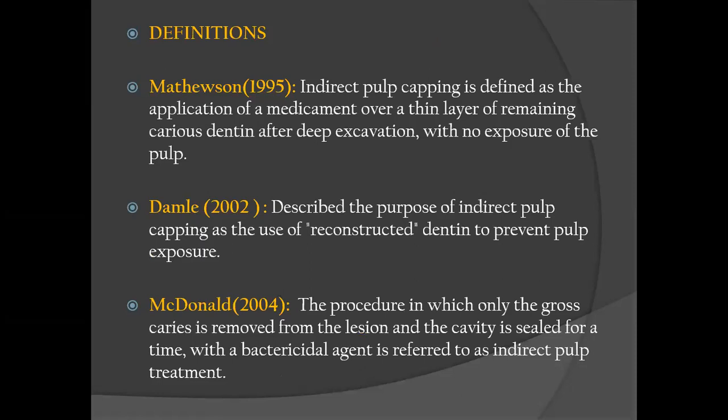Coming to the definition of indirect pulp capping, these are the definitions. Any one definition you should know; I'm not saying you have to mug up all three. Matthewson has defined indirect pulp capping as the application of medicament over a thin layer of remaining caries dentine after deep excavation with no exposure of pulp. There should not be an exposure of pulp, but if you completely remove the caries there will be one. So incomplete removal of the caries is done, in short. Any one of the definitions you can learn and write for your exams.